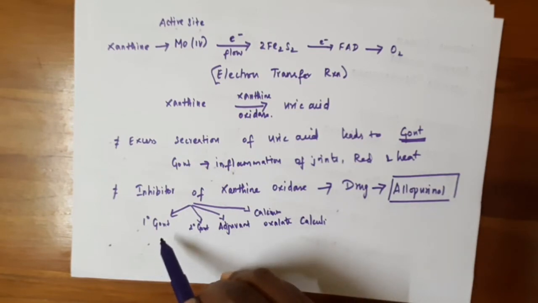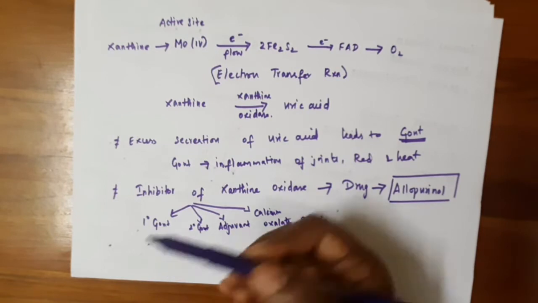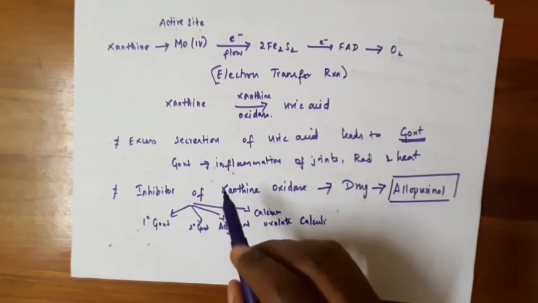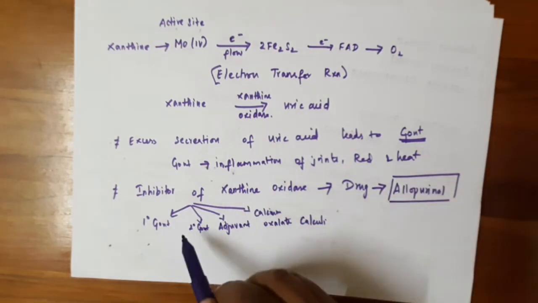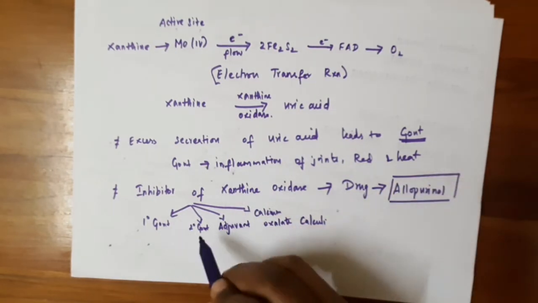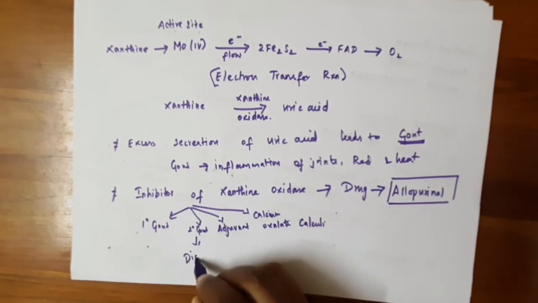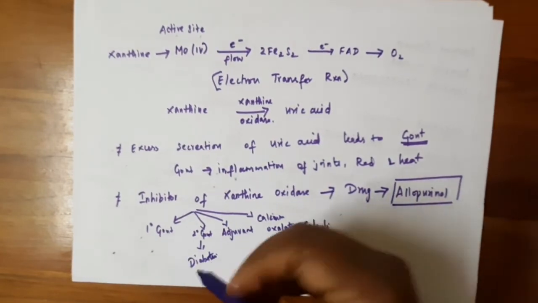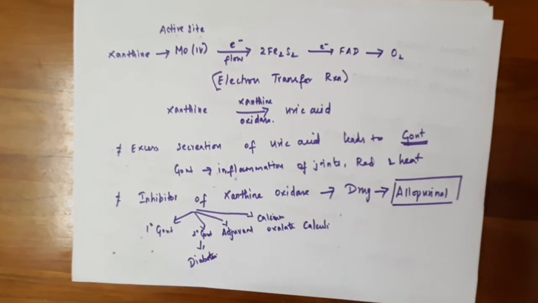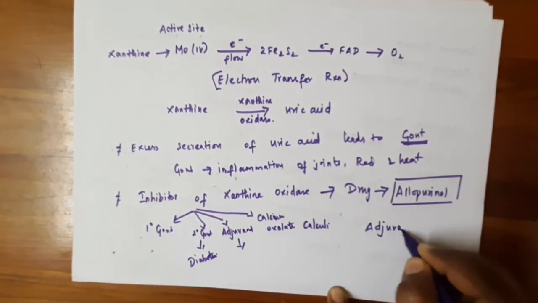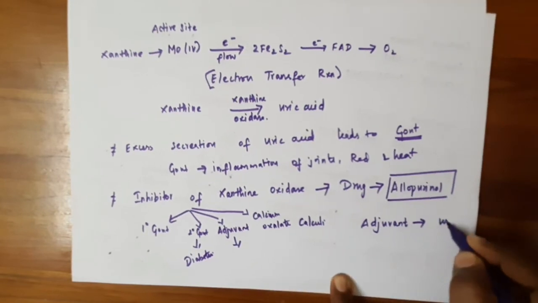The primary gout is nothing but the inflammation of joints, and this is cured by using allopurinol. The secondary gout describes the generation of the disease along with conditions like diabetes, so in order to avoid this, the allopurinol drug is used. Adjuvant means it is used in chemotherapy.